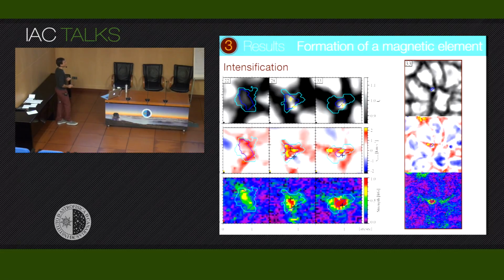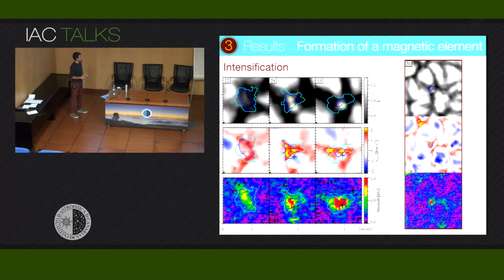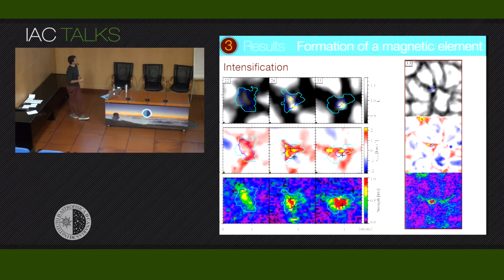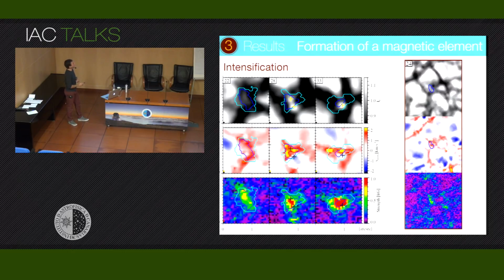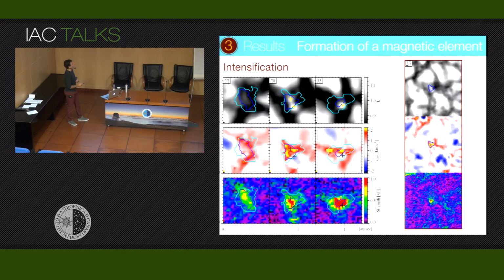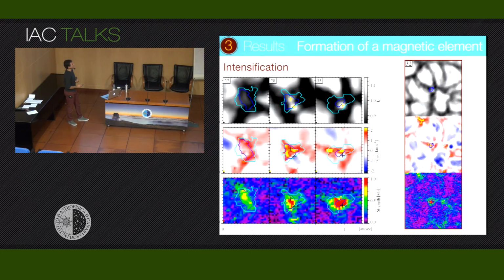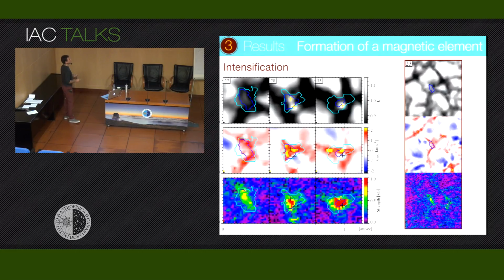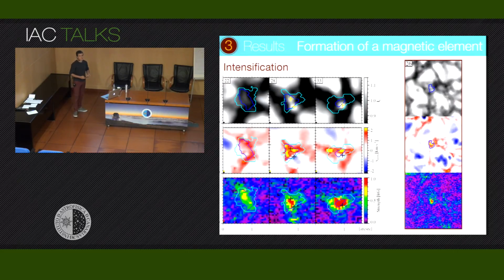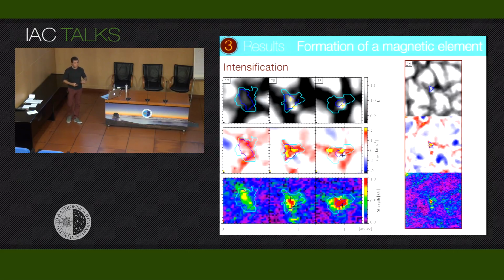If we study what happened to the surrounding granules, we find that these granules are converging towards the magnetic element, as they are located in a persistent sink. So if we play the movie, we can see how these granules elongate and converge toward the structure as the magnetic element intensifies. So it seems that this intensification process is somehow produced by the compression of these granules.